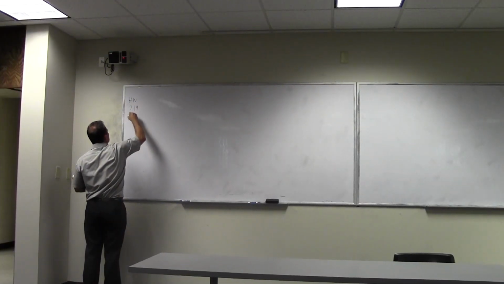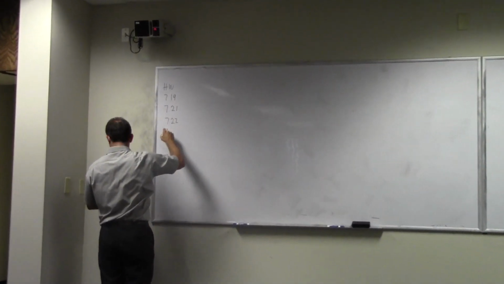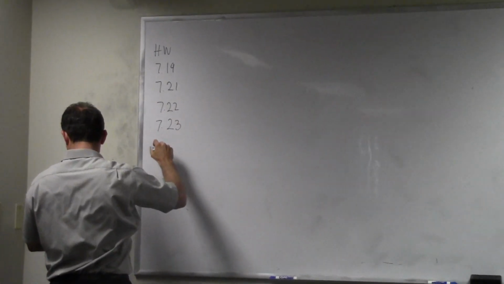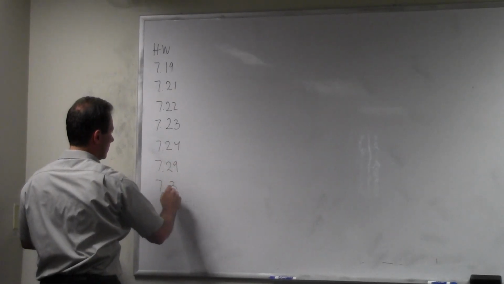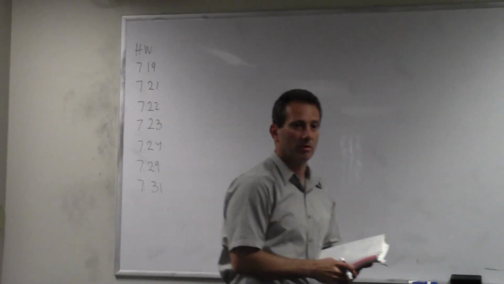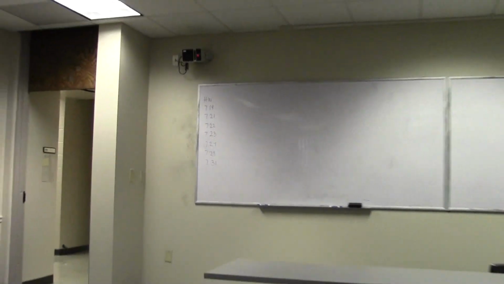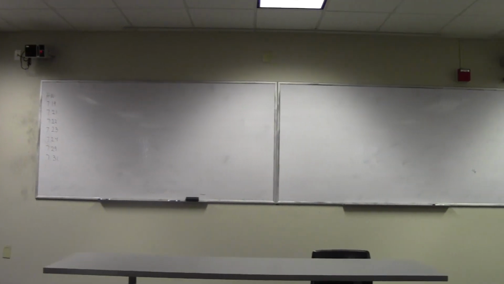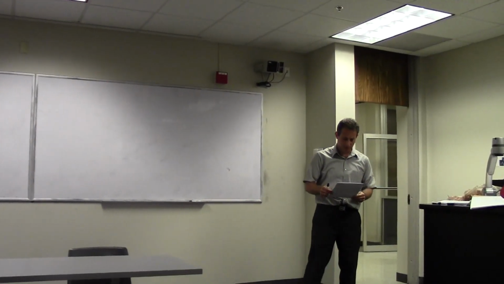Problems 7.19, 7.21, 7.22, 7.23, 7.24, 7.29, and 7.31. These are all problems on probability of error calculations. They're all relatively similar. Kind of helps you exercise that equation that we derived on pulse amplitude modulation about power.